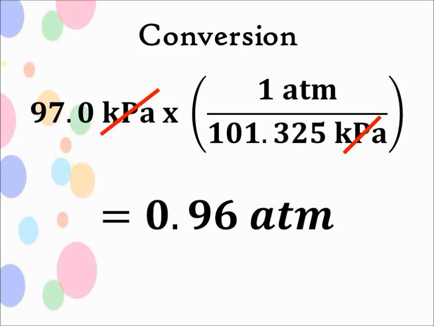Okay? So let's cancel the values of kPa. So 97 times 1, that's 97. And 97 divided by 101.325, we will come up with 0.957. So let's round off to 2 decimal places. We have 0.96 atm.